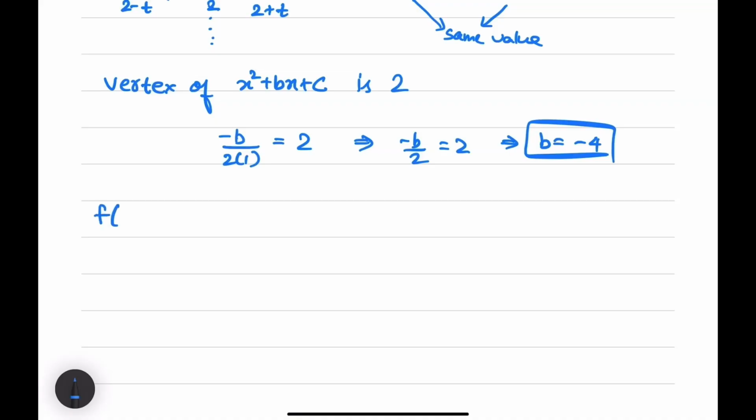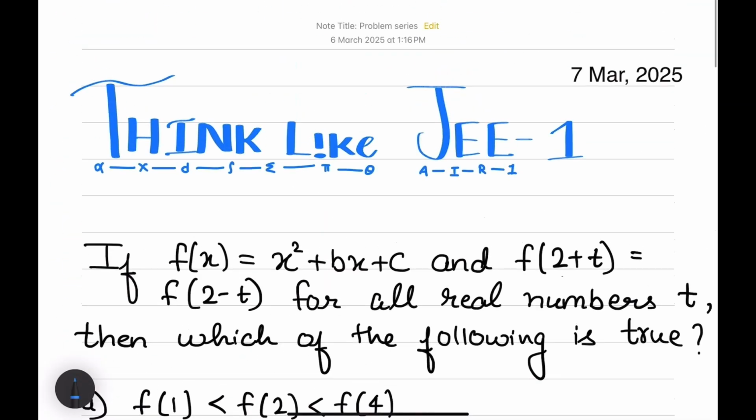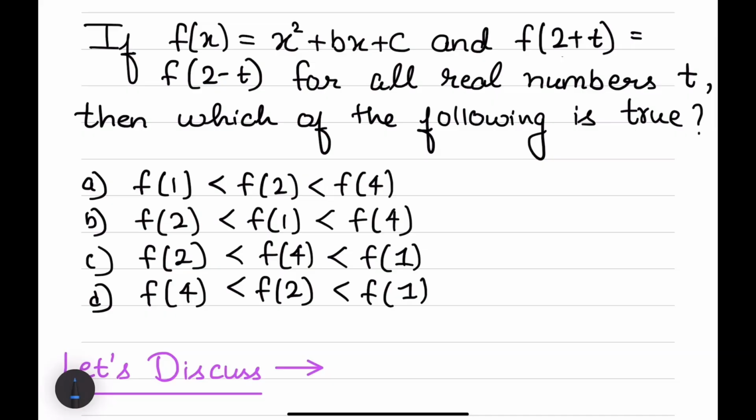Okay, so let's come back to the quadratic. f of x was given as x square plus bx plus c. We have found out b, so we will get x square minus 4x plus c. Now you may think about finding c, but I don't think this is required here because given the options, we are just to compare f of 1, f of 2, and f of 4.